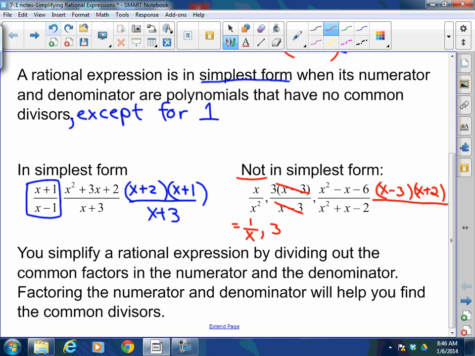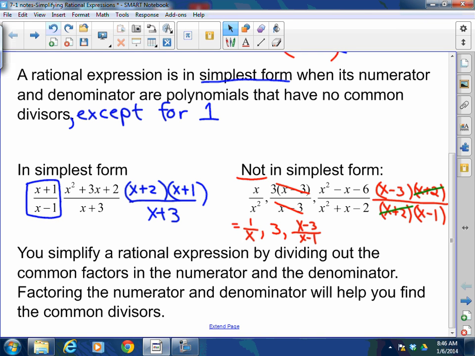What times what is negative 2, but when added together is positive 1? Positive 2 and negative 1. Excellent, because 2 times negative 1 is negative 2, and 2 minus 1 is 1. Now, can I cancel anything out? Yeah, the x plus 2 and the x plus 2, because those were identical. So the simplified answer now would be x minus 3 over x minus 1.